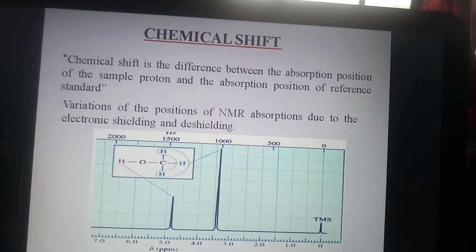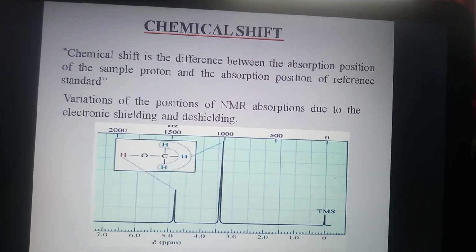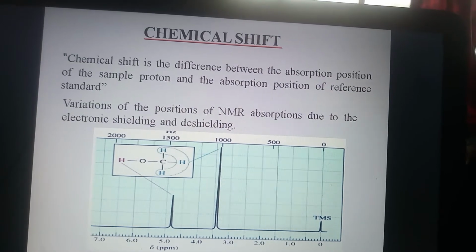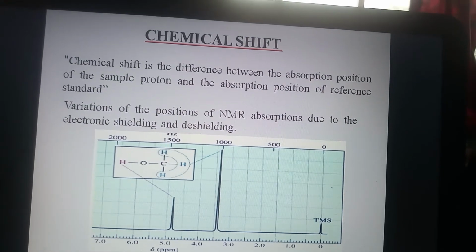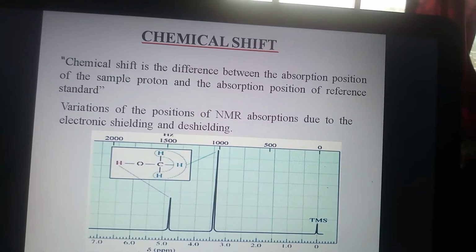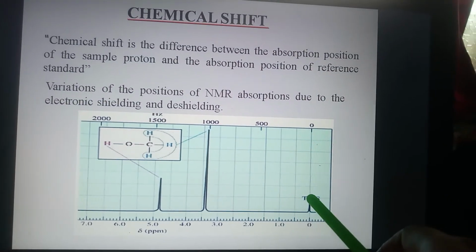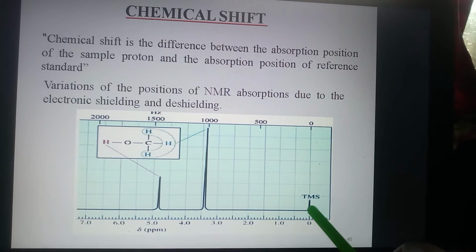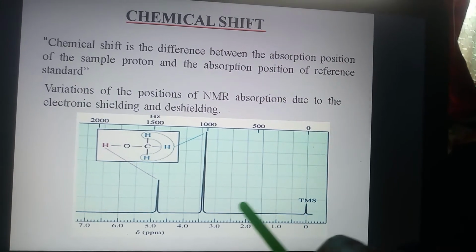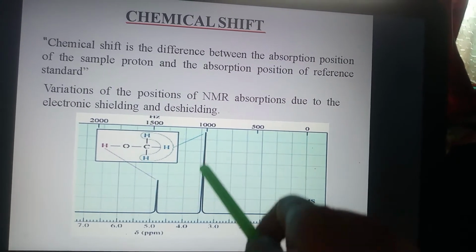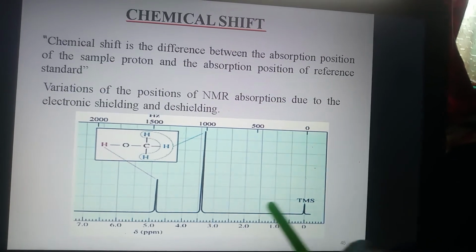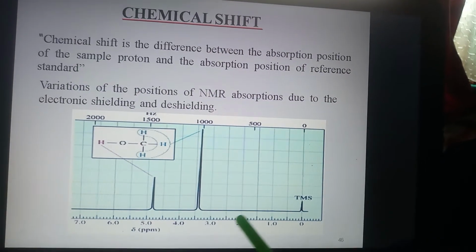Now, what is chemical shift? Chemical shift is the difference between the absorption position of the sample proton and the absorption position of the reference standard. This is the reference TMS and this is the difference in absorption position of the sample. So it is called chemical shift.